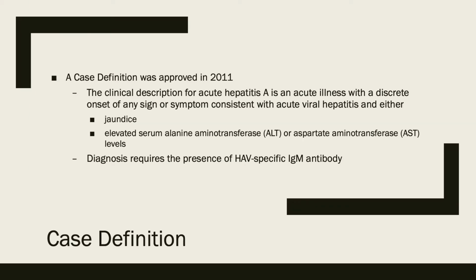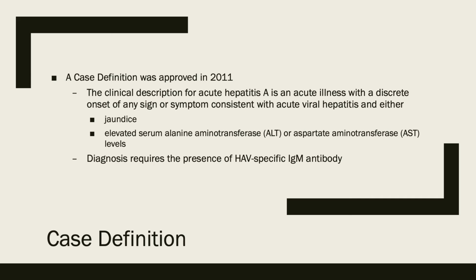So, it wasn't until 2011 that a formal case definition was approved. The clinical description for acute hepatitis A is an acute illness with a discrete onset of any sign or symptom consistent with acute viral hepatitis and either jaundice or elevated serum alanine aminotransferase or aspartate aminotransferase levels. So these are your elevated ALT and ASTs.